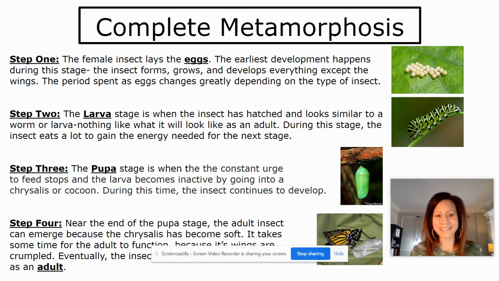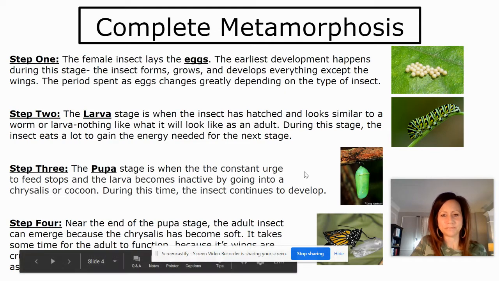It has wings, and it takes some time for these animals when they come out of their cocoon to learn to function. Their wings are all crinkled up, and they're just like a newborn baby adult. So they have to learn how to function. But there you go, 4 stages: egg, larva, pupa, adult.